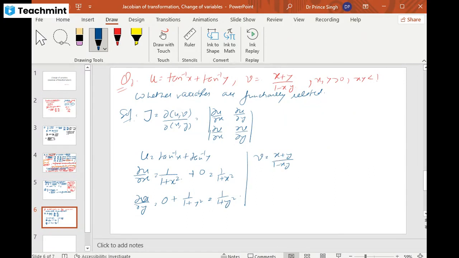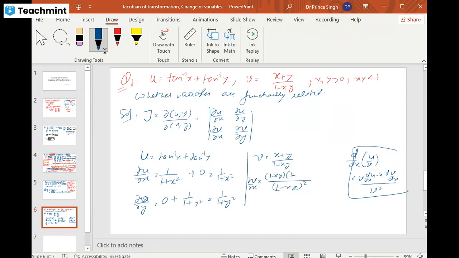Here we are using the quotient rule. So what is the derivative of u upon v? This is (v times derivative of u minus u times derivative of v) upon v squared. So we are going to use this property here. So the denominator is 1 minus xy as a whole square. In the numerator, 1 minus xy as it is, times the derivative of x plus y with respect to x.